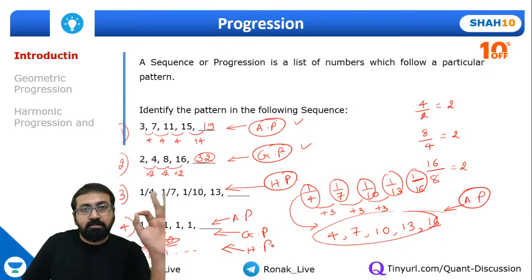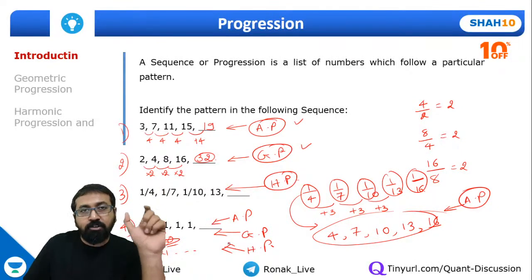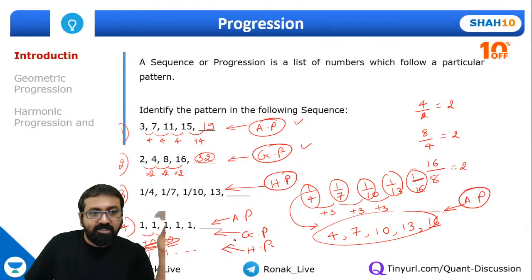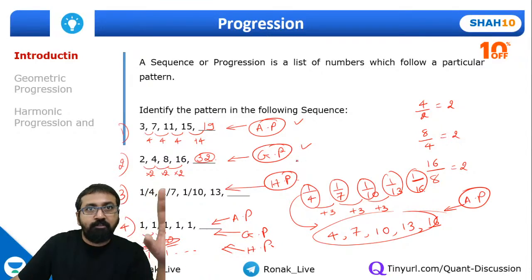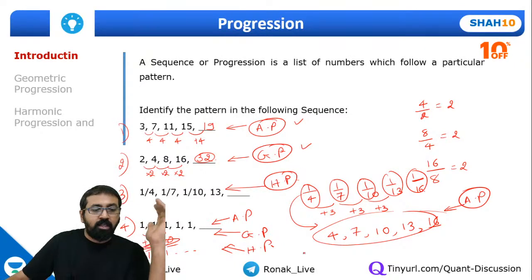So please do not be mistaken. If the difference is 0, that progression is still called an arithmetic progression, or if the common ratio is 1, that progression can also be called a geometric progression, right? So do not be trapped in such situations. I'm sure all of you have understood what arithmetic progression, geometric progression, and harmonic progression are. This is what we need to discuss in detail before we take up the questions based on this concept. Okay, so let's go ahead.